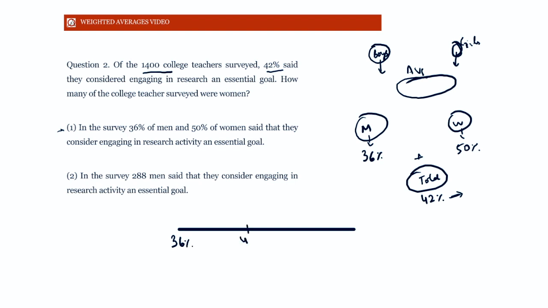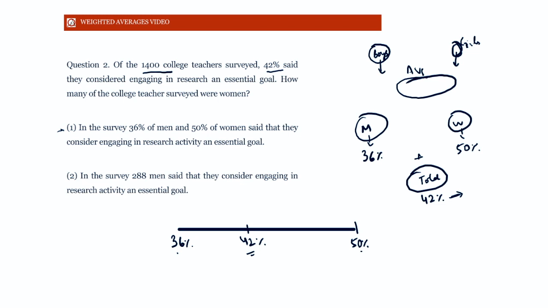Then somewhere over here is my 42%, and somewhere over here is my 50%. 42% is the weighted average of 36% and 50%. All right. Now, what will be the weight in this case?